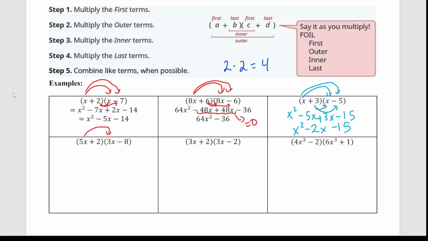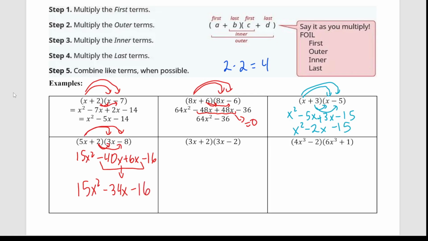5x times 3x is going to give us 15x squared. 5x times negative 8 is negative 40x. 2 times 3x is going to give us positive 6x, and then 2 times negative 8 will give us negative 16. Negative 40x plus 6x is going to combine to make negative 34x, and then everything else is going to drop down.